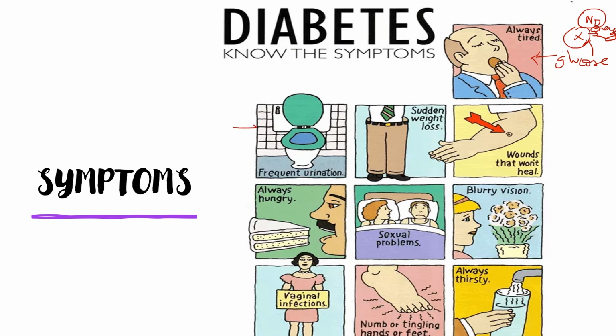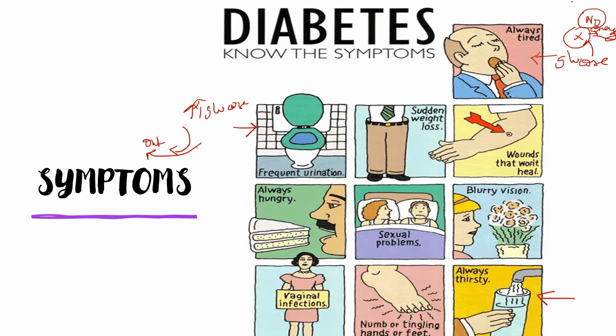There's frequent urination. This happens because when there's a lot of glucose in the bloodstream, there's a signal to the kidney to filter this glucose out of the body. When this happens, a lot of water goes out with this, and due to this, a lot of urination occurs. When this happens, the person feels thirsty all the time.